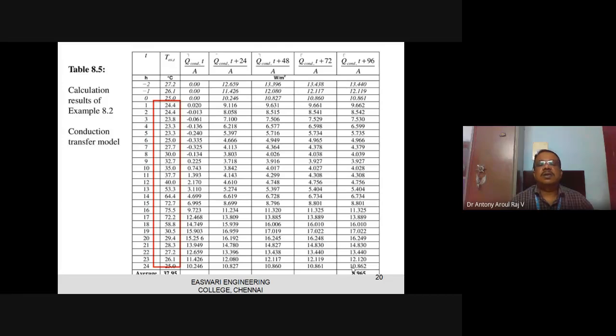It is possible that somebody new to simulation, especially when writing their own code, will have this problem. They may call this the solution. It is correct as per calculation, but by general logic it will not match. That is why we go for warming up days. So this is the conduction transfer model.